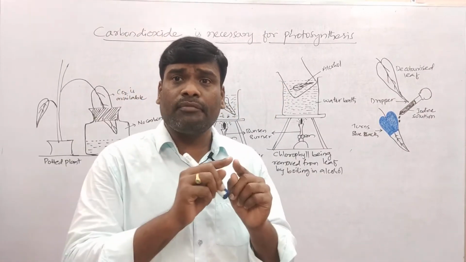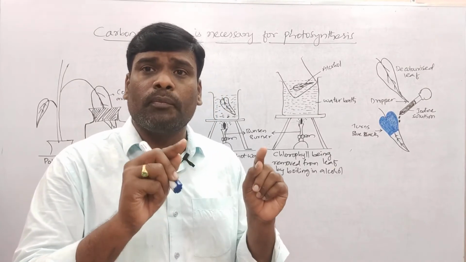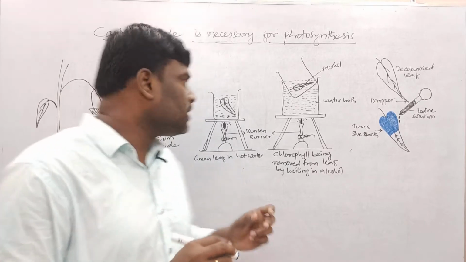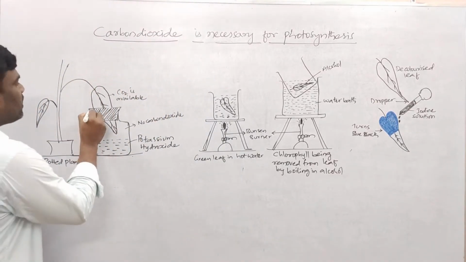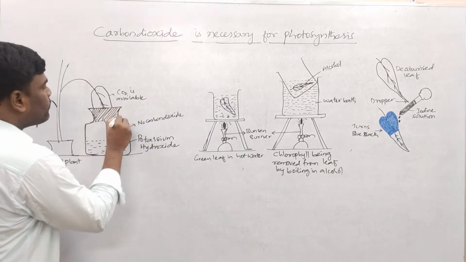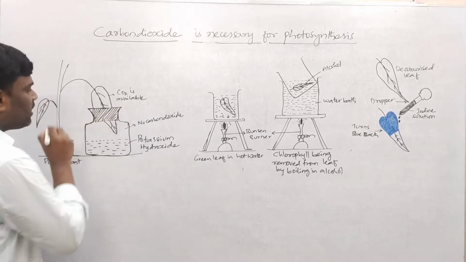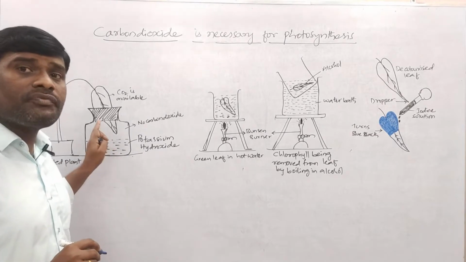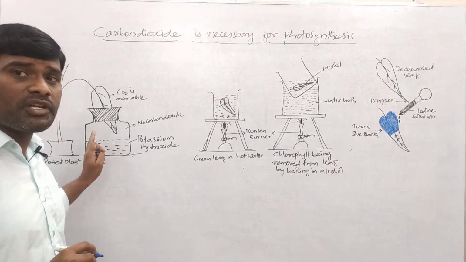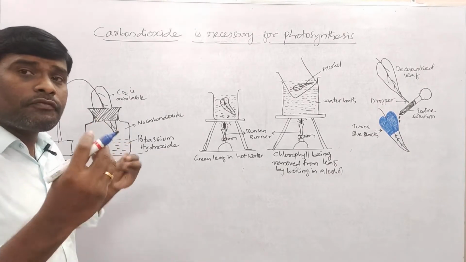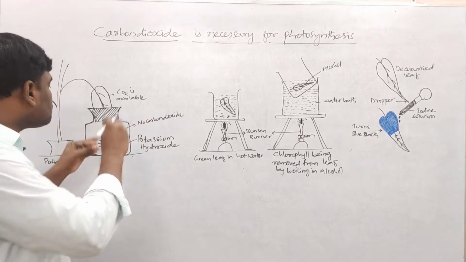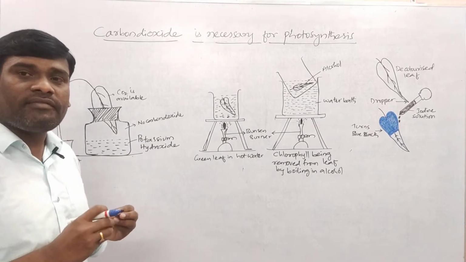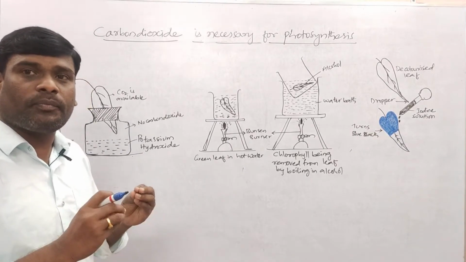to do is take a wide mouth transparent bottle, isn't it? See this one, children, a transparent wide mouth bottle. Why do we have to take a transparent bottle here? Because when we place the whole setup in the sunlight, sunlight should easily pass through this bottle. That's why we are taking a transparent bottle, children.